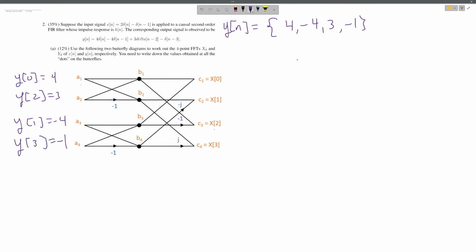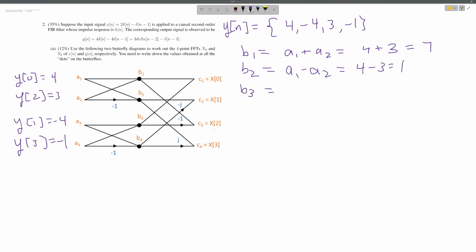I'm going to just follow the trail again. B1 equals the contributions from A1 and A2, that would be A1 plus A2, which equals 4 plus 3 equals 7. B2 is equal to the difference of the two, A1 minus A2, which equals 4 minus 3 equals 1.